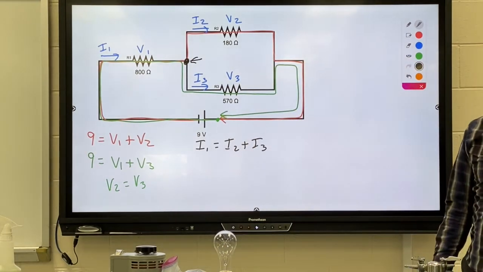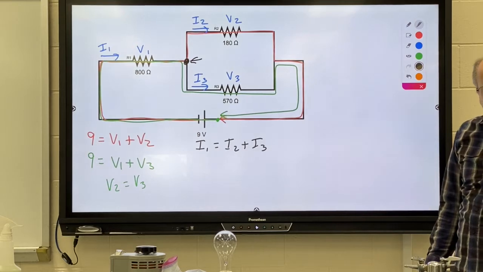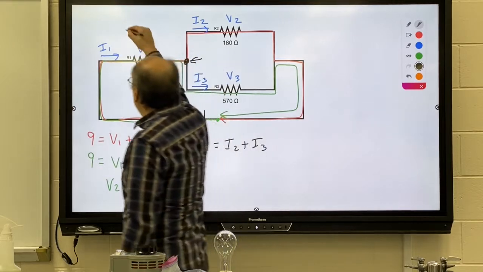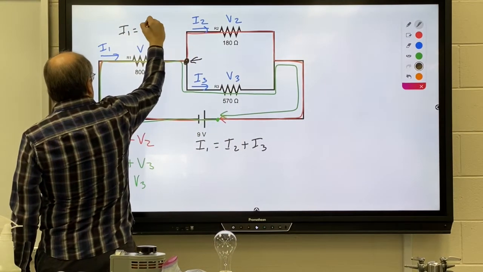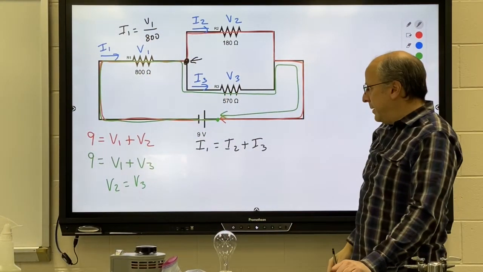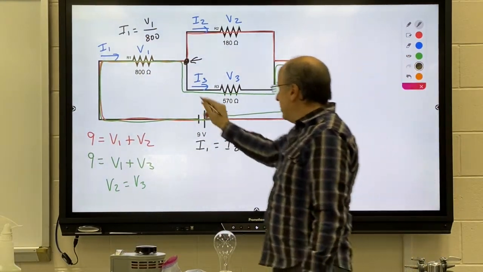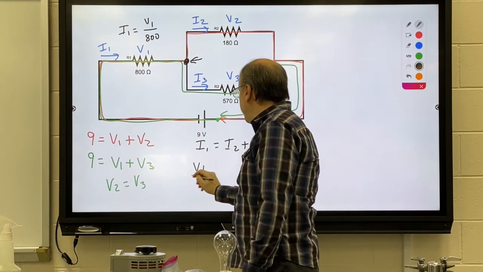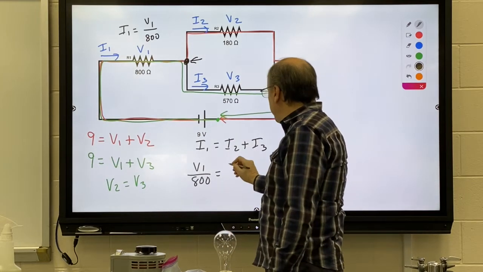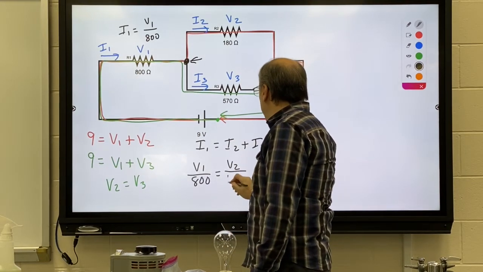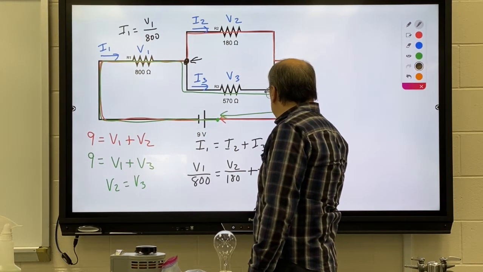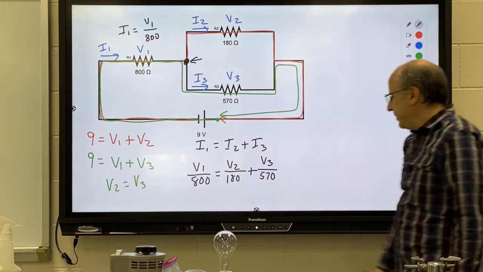This is where things are going to get a little bit confusing, so take it slow. Pause and rewind if necessary. I1 should be V1 over 800 according to Ohm's law. Voltage divided by resistance equals current. So instead of I1, I'm writing V1 over 800. I2 would be V2 over 180. I3 would be V3 over 570.